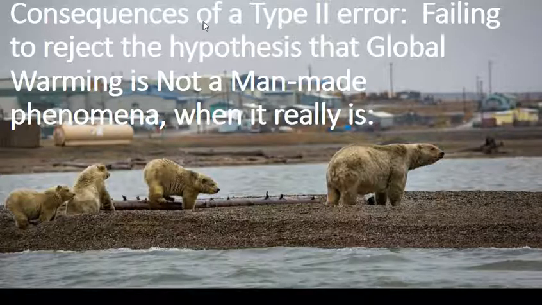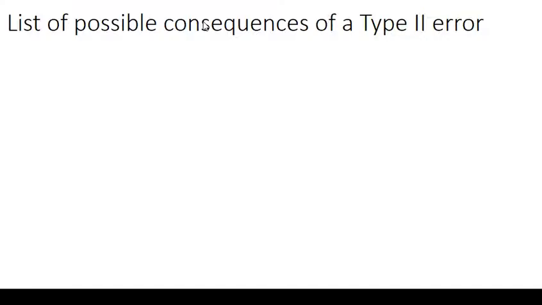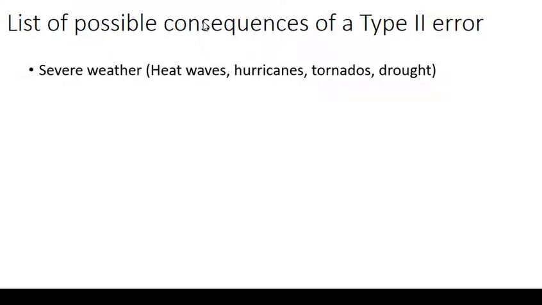What's a type 2 error? Well, type 2 error in this case would be failing to reject the hypothesis that global warming is not a man-made phenomenon when it really is. All right, well, so we don't act on things. What are some of the consequences of not doing anything and global warming is real? You're going to see more severe weather, warmer winters.